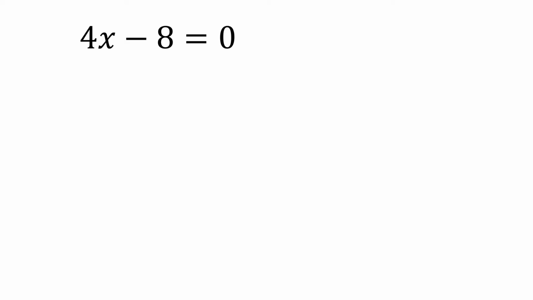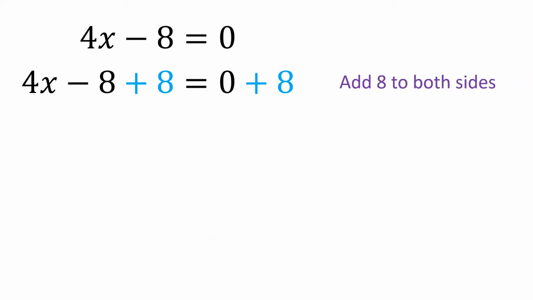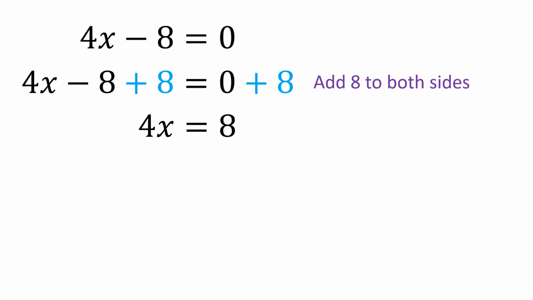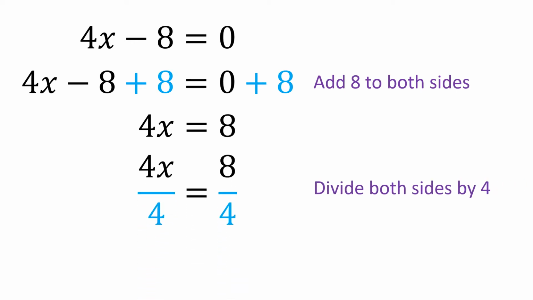Now notice that we can eliminate negative 8 by adding 8 to both sides of the equation. So we have 4x minus 8 plus 8 equals 0 plus 8. Now this becomes 4x equals 8. Now notice that we can eliminate 4 by dividing both sides by 4. So we have 4x over 4 equals 8 over 4. And now this becomes x equals 2. So therefore, x equals 2 is the solution of the equation.